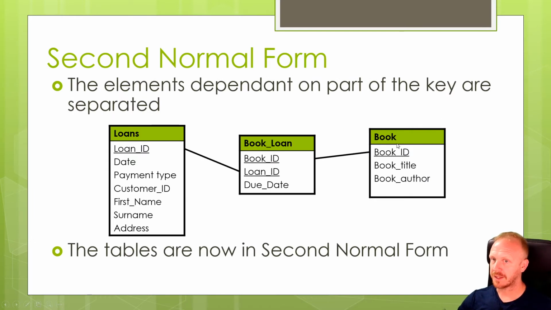And we end up with this. We took out the book ID, the book title and the book author, and put those in their own table. So instead of this all being part of the compound primary key, it's now its own table. The book loan is left with the compound primary key and just the due date, because that was the only field that was dependent on both parts of the compound primary key. And then loans, which was left how it was. This is now second normal form because there are no partial key dependencies.